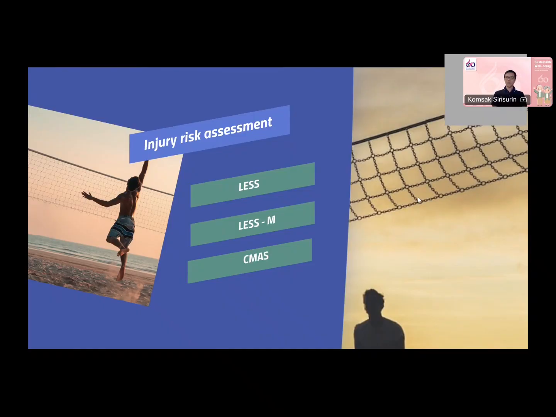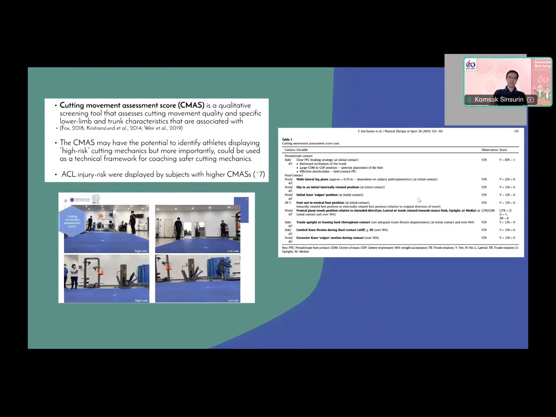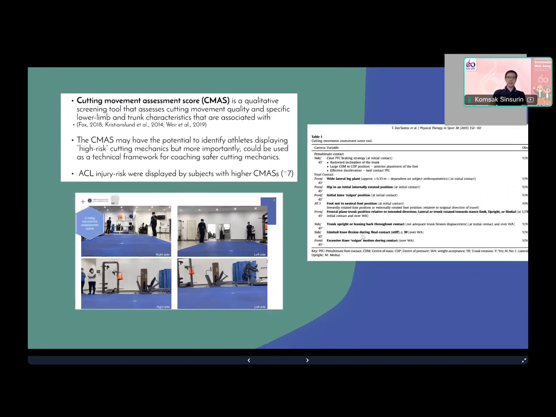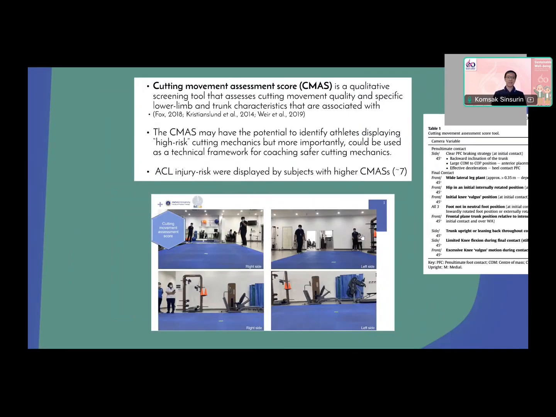Okay. All right. Let's move to the next measurement tool, which is the Cutting Movement Assessment Score, or CMAS. The CMAS is a qualitative screening tool that assesses cutting movement quality and specific lower limb and trunk characteristics that are associated with non-contact ACL injury. The CMAS may have the potential to identify athletes displaying high-risk cutting mechanics, but more importantly, it could be used as a technical framework for coaching safer cutting mechanics.